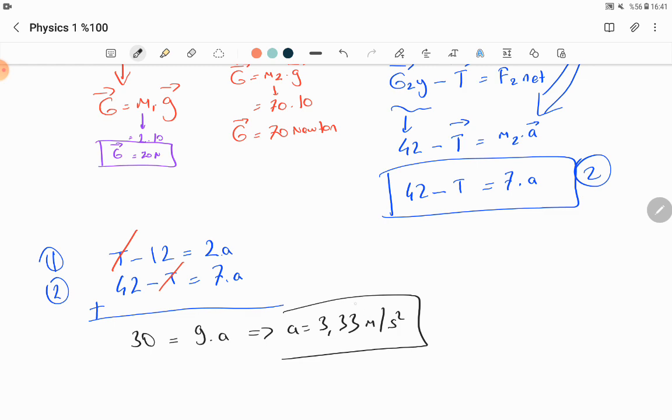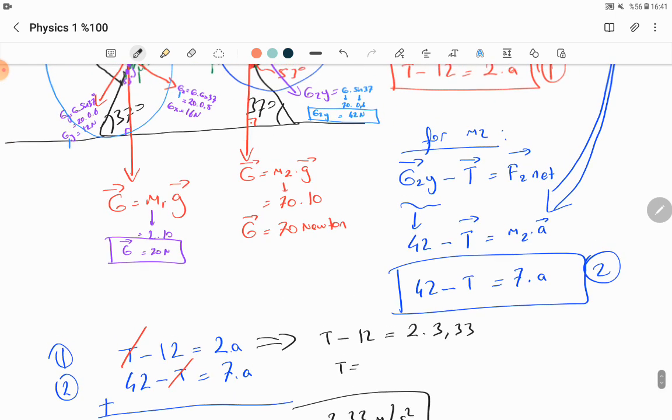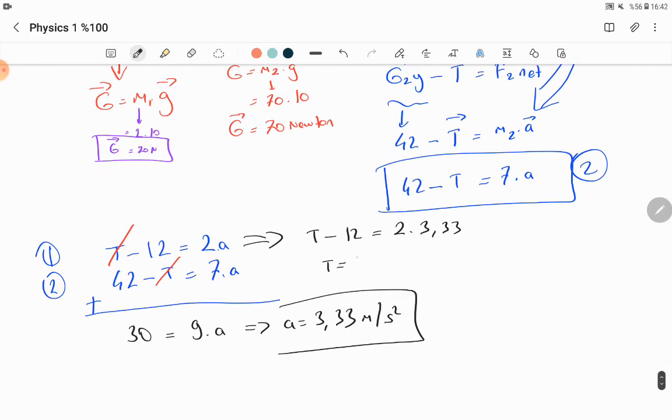And if we are writing to this value on the equation, for example, first and also t minus 20 11 equal 33, and we can find the tension force on the cord equal to 18.66 Newton.